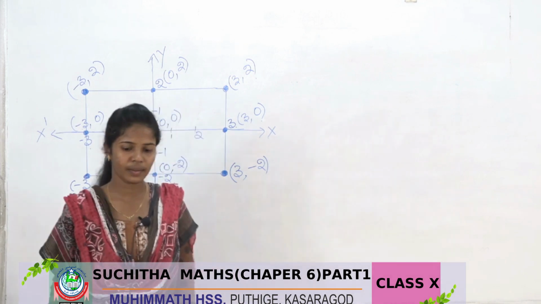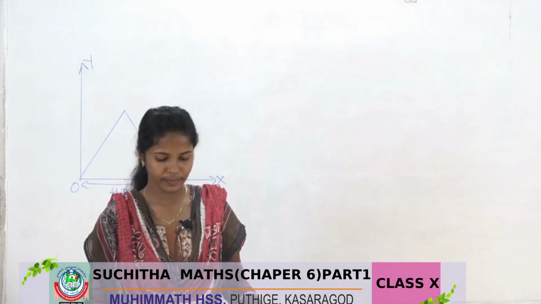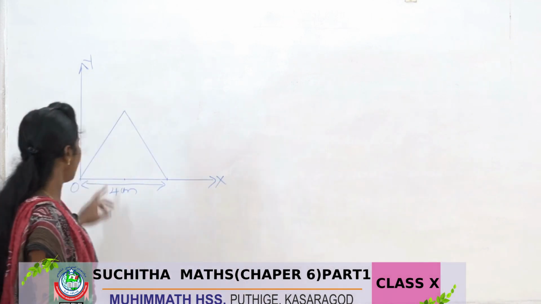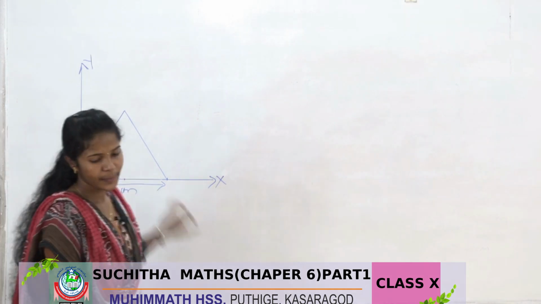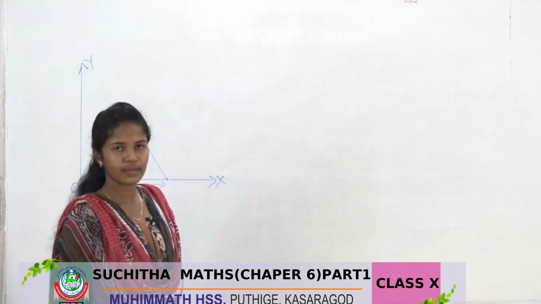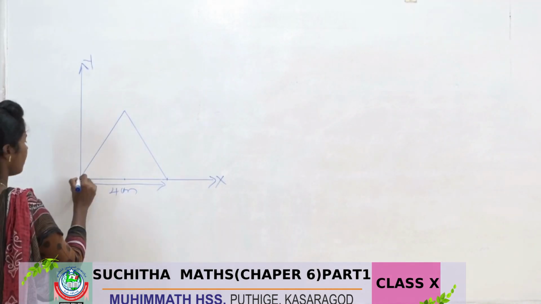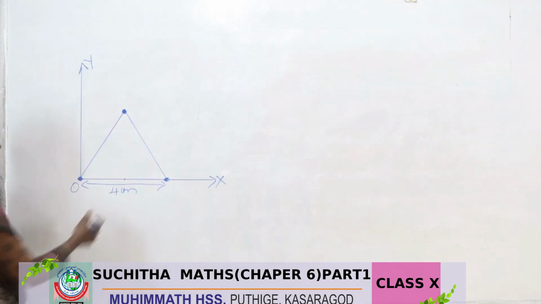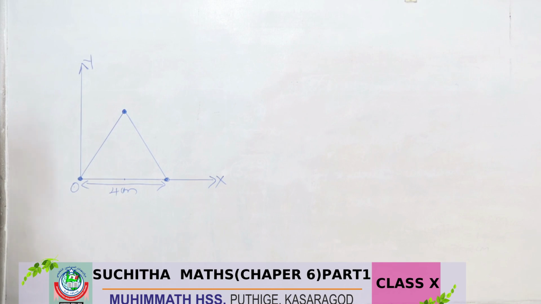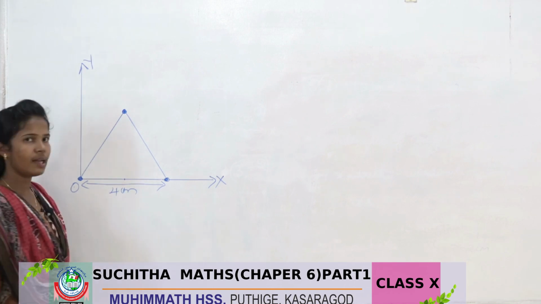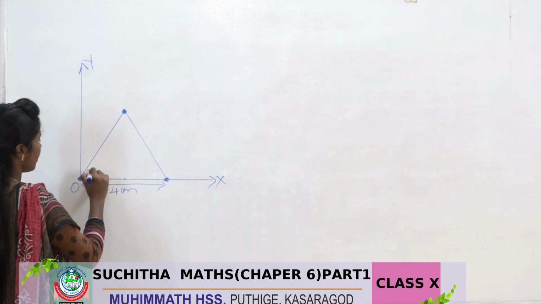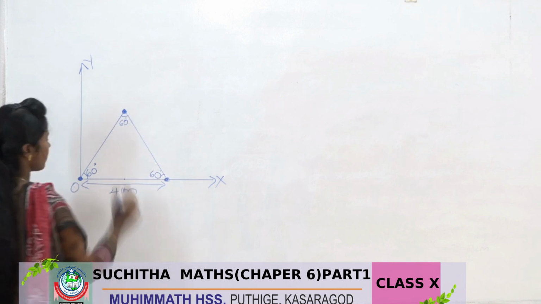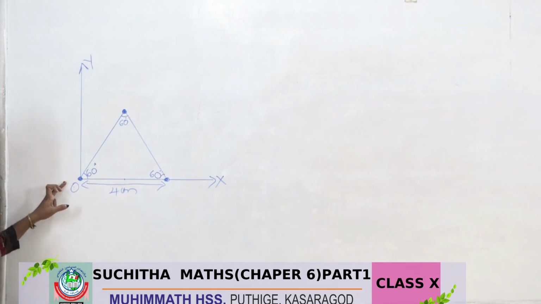Okay. Next question. The triangle shown below is equilateral. Look at the figure. This triangle is an equilateral triangle. Find the coordinates of its vertices. We have to calculate the coordinates of these 3 vertices. Equilateral triangle means 3 sides are equal and 3 angles are equal. So angles are 60 degrees. We have to calculate the coordinates of these 3 vertices.